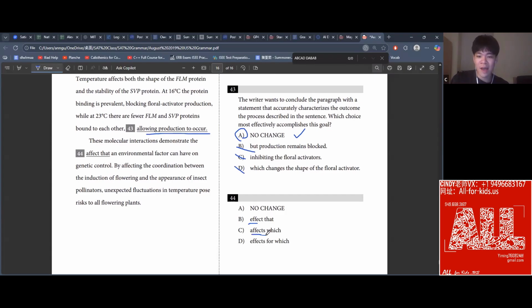Effect and affect. Effect is a noun, affect is a verb. The molecules demonstrate, so we have the verb here, so it cannot be affect. It has to be effect. Now, is it for which or that? In this case, it's that. The effect that environmental factors have. Answer is B.